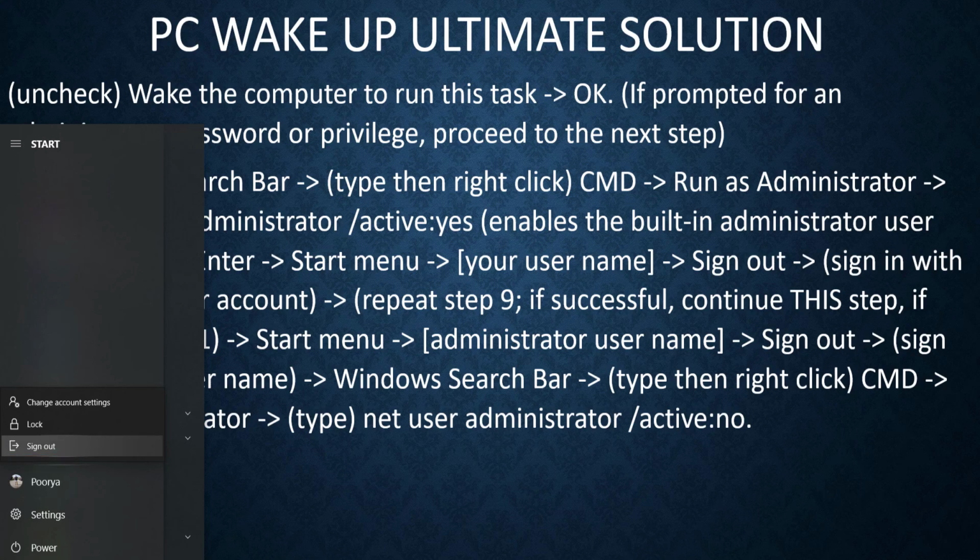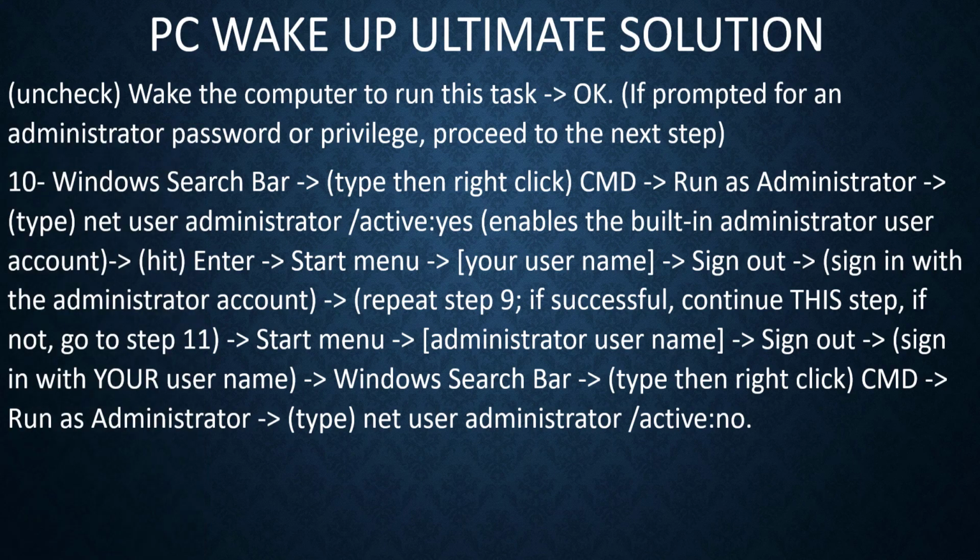If I click on sign out, then I would be able to see the Windows built-in administrative account. Then I would have to actually log in with that account, and then repeat step 9. Again, if it is successful, you have to disable it, and the way you can disable it is really easy, the same way that you enabled the built-in administrative account.